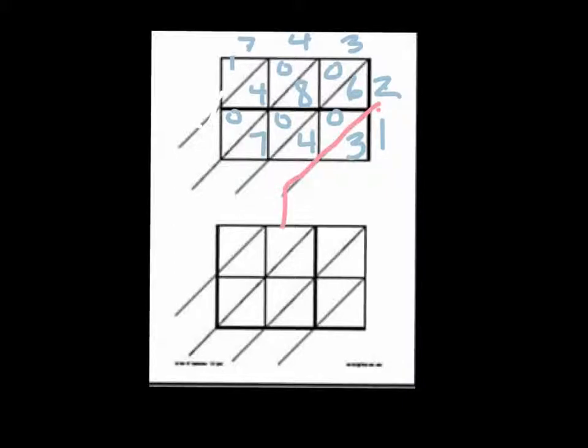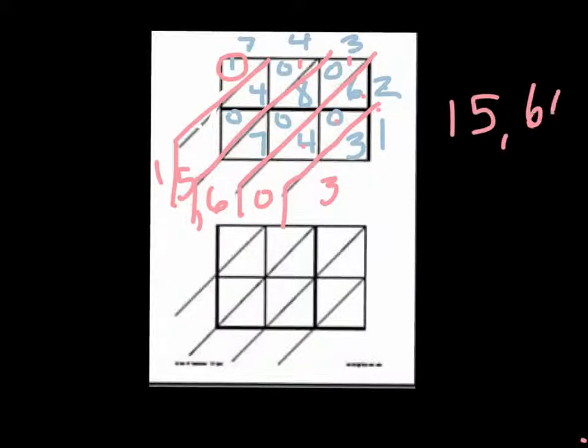I'll use a different color to show you that we need to add up all of the diagonals. 3 plus nothing is 3, 6 plus 0 plus 4 is 10. Carry your 1 up here. 1 plus 0 plus 8 is 9, plus 0 plus 7 is 16. Put down your 6, carry your 1 to the next diagonal. 4 plus 1 is 5, and you do have one number still up here. So your answer is 15,603.